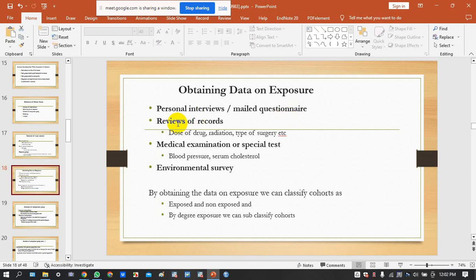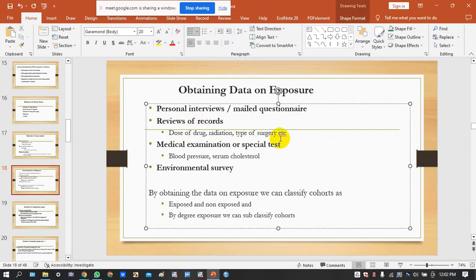So we can review hospital records. So review of hospital records, that's the dose of drug, radiation, type of surgery. All these things form part of a way to get subjects or to recruit subjects, or getting the information. Okay, we are on data. So when you are abstracting data, you use your personal interviews. You can email or post the questionnaire to the participants for them to fill and send it to you.